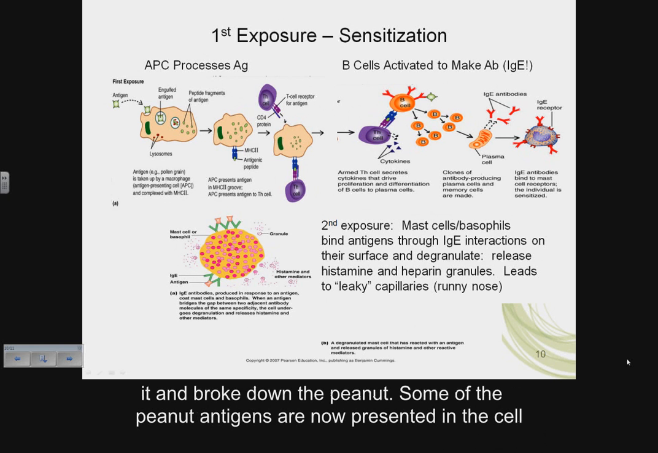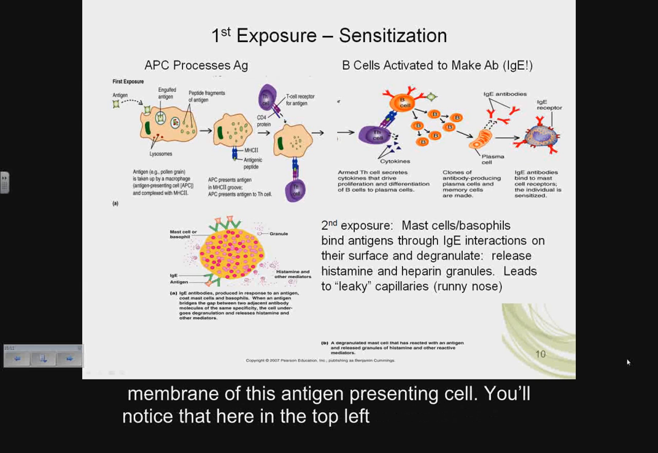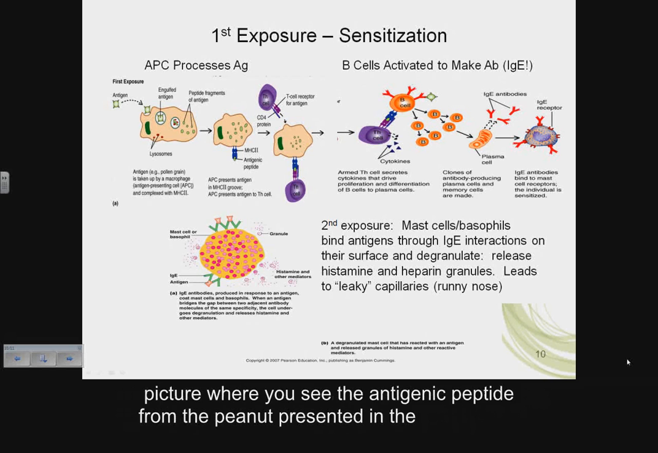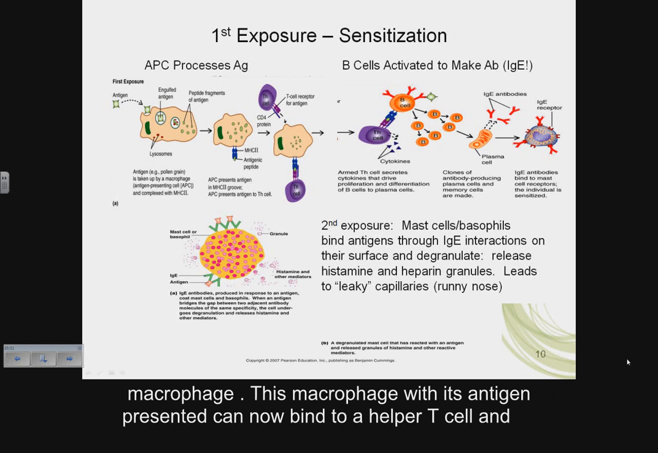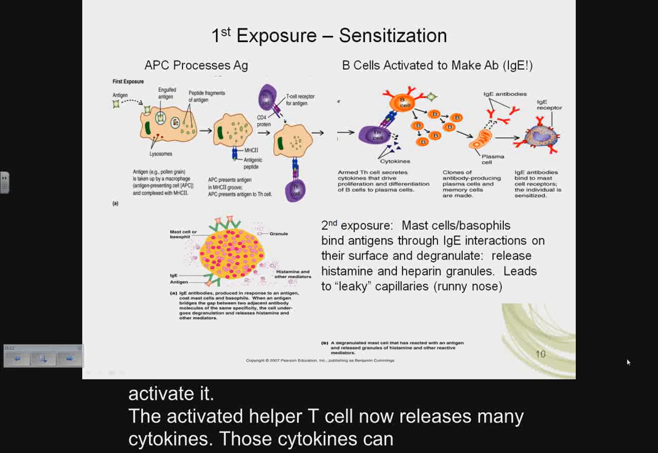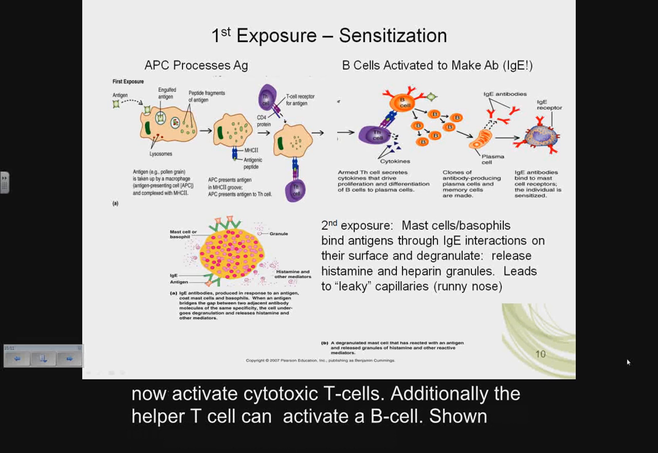Some of the peanut antigens are now presented in the cell membrane of this antigen-presenting cell. You'll notice that here in the top left picture, where you see the antigenic peptide from the peanut presented in the macrophage. This macrophage, with its antigen presented, can now bind to a helper T cell and activate it. The activated helper T cell now releases many cytokines. Those cytokines can now activate cytotoxic T cells. Additionally, the helper T cell can activate a B cell, shown here in the top right-hand picture.